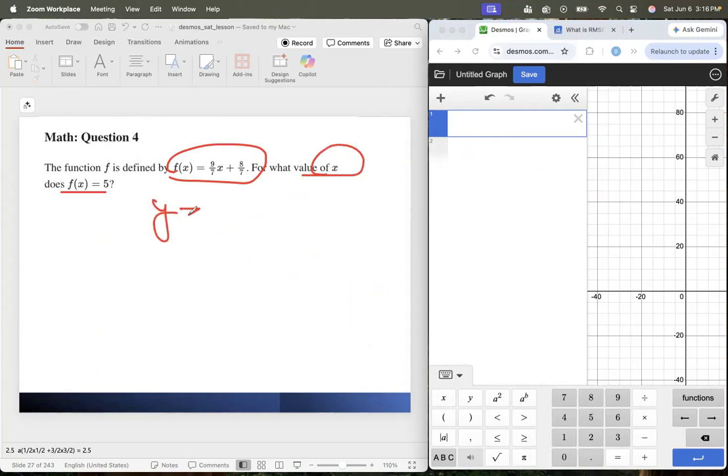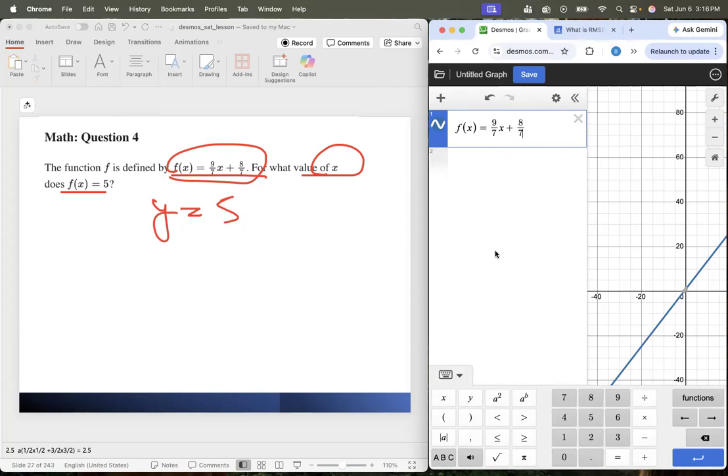That means they've given you y and they've given you this function. So you want to find the value of x that will give you y equal to 5. This is Desmos all over, right? So I'm going to put f of s equal to that function, 9/7 plus 8/7. And that's the function. Now I'm going to put y equal to 5. Wherever they intersect, it's right here, 3 and 5. I'm looking for the value of x, and x is equal to 3.